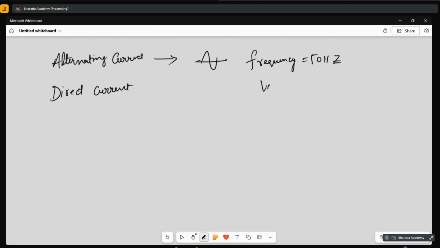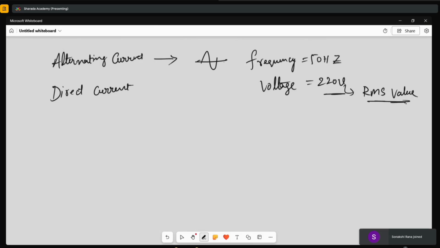Its voltage is 220 volts. It is not actually the peak voltage, it is the RMS voltage, the RMS value. Sometimes they ask this voltage, it is 220 volts, it is the RMS value, not the peak value.